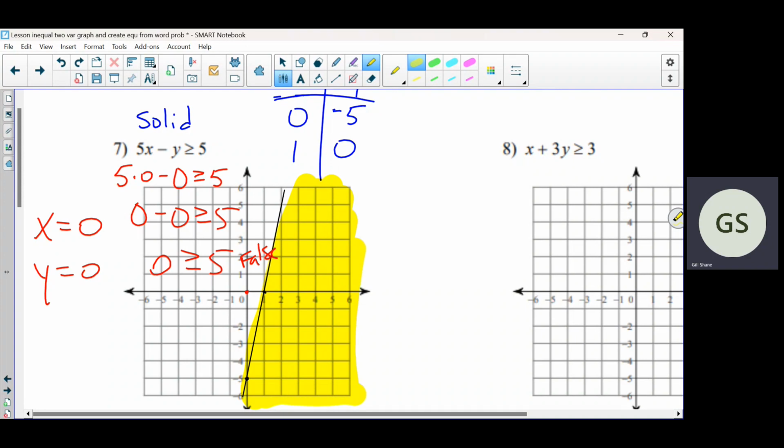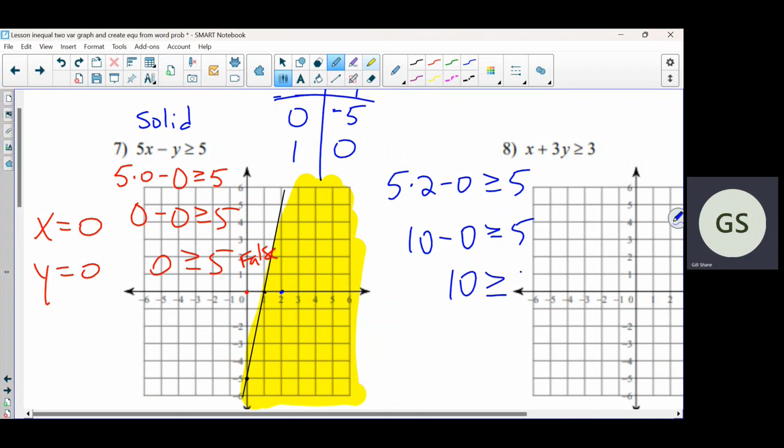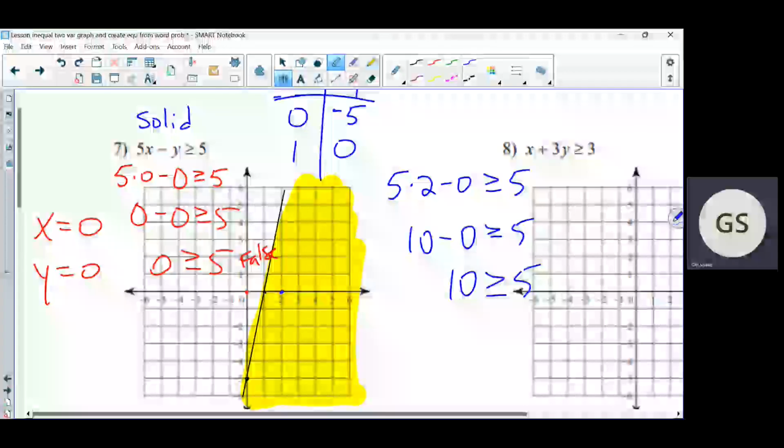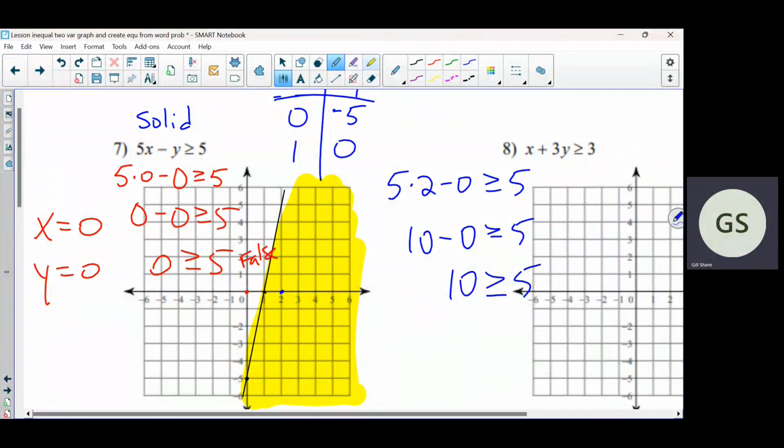Now, just to make sure, I'm going to pick a point in that shaded region and just make sure that it does work. This is going to make my math pretty easy if I pick 2, 0. So I'm going to say 5 times 2, subtract 0, greater or equal to 5. 10 subtract 0, greater or equal to 5. Is that a true statement? Because it better be, because it's in the shaded region. Now I'm really confident I did it right, because I picked a spot on the other side and it did work, which it should work.